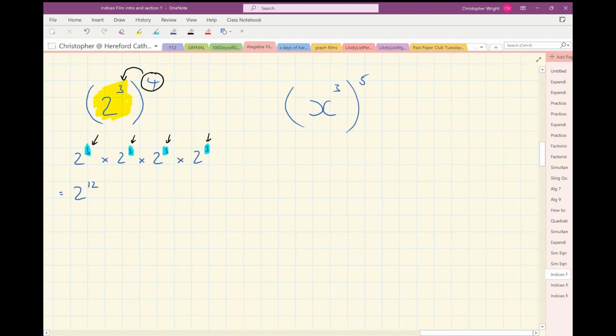Let's look at the algebraic one. x cubed to the power of 5. Well, it's something to the power of 5. x cubed times x cubed times x cubed times x cubed times x cubed. Right. Well, I know that when I multiply, I add the indices. So I've got 3 plus 3 plus 3 plus 3 plus 3, x to the power of 15. Or to put it another way, I've got 5 threes. So it's x to the power of 15.